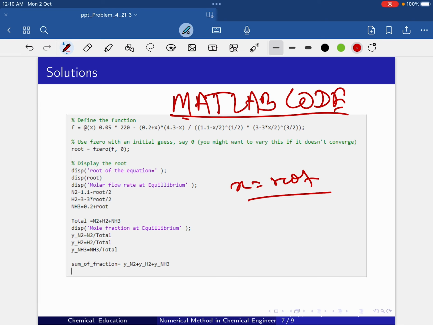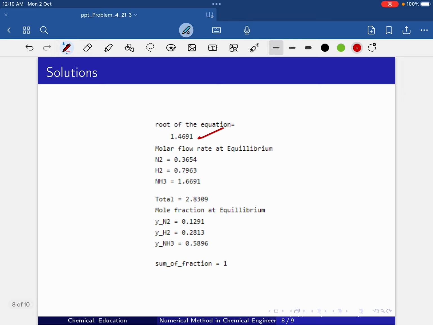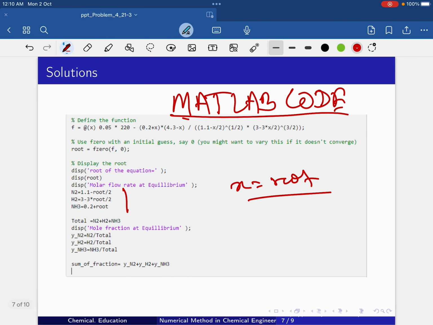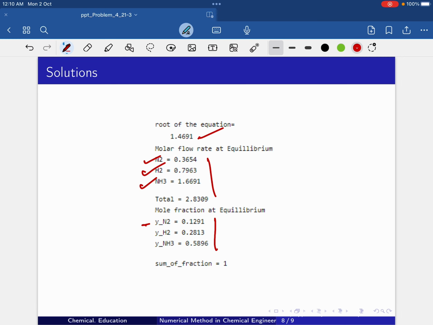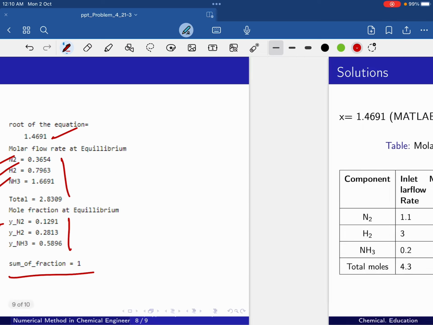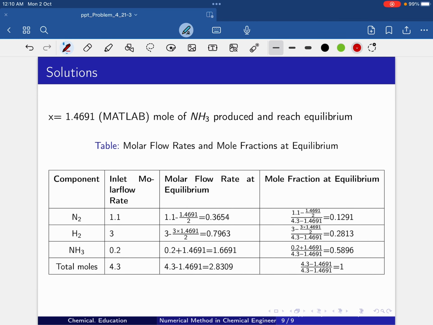So x by 2, if we do that, we'll get the molar flow rate at equilibrium of nitrogen, hydrogen and NH3. Now the total will be 2.8309, and then we can calculate the mole fraction: y of NH3 is individual mole by total mole, so nitrogen by total, hydrogen by total and ammonia by total. So here we can easily get the mole fractions, and if we sum them, the sum is 1. So I think our solution is correct, because we are getting 1. Now x is 1.4691 moles of ammonia produced at equilibrium.